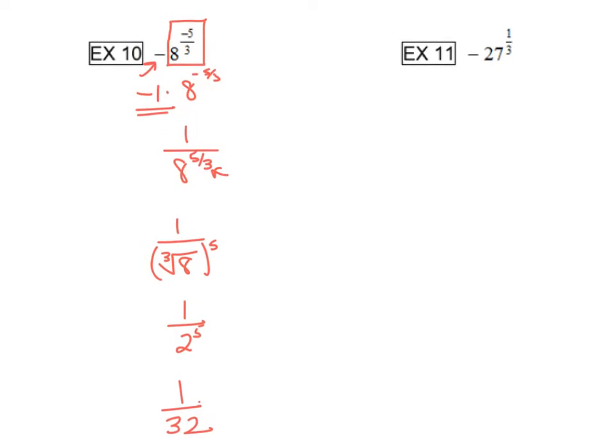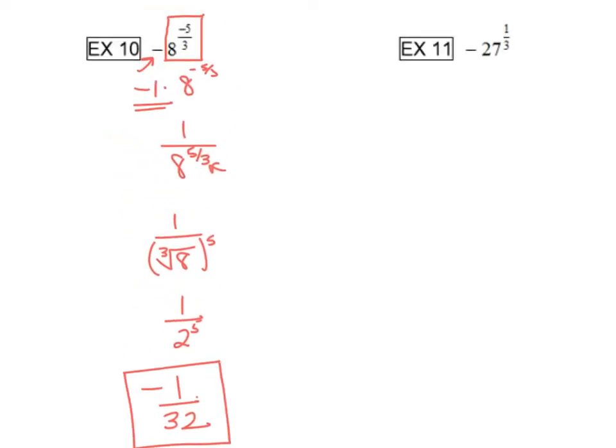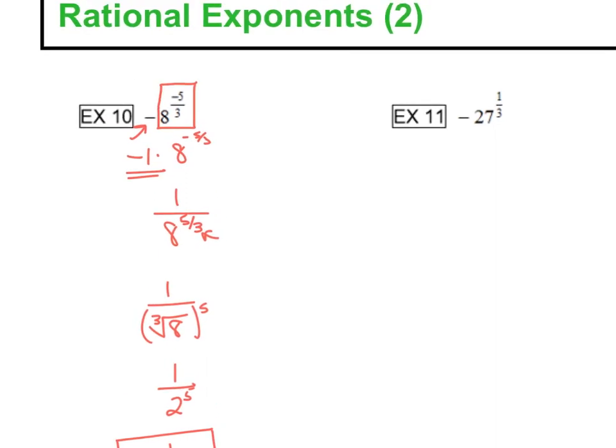So this negative 1, it's basically negative 1 times whatever this is. Well, this we simplified down to 1 over 32. So negative 1 times 1 over 32 is a negative 1 over 32. So just be very careful with that negative. Be very careful if you do not have parentheses with your negative base.